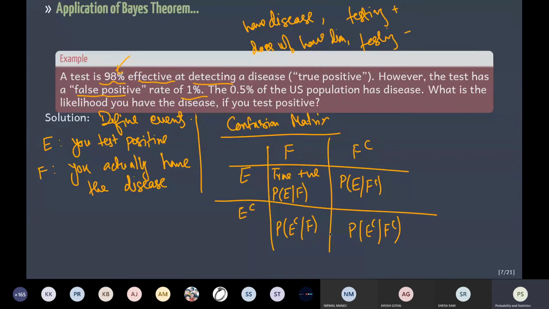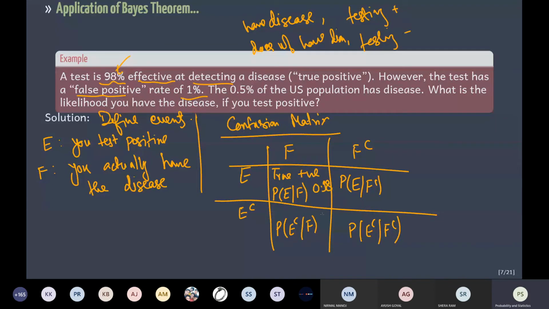And for problems like this, we can write this matrix for quickly calculating the results. So what are these values that we are looking for, right? The true positive case is already given from the first line of the problem statement, which is 0.98.